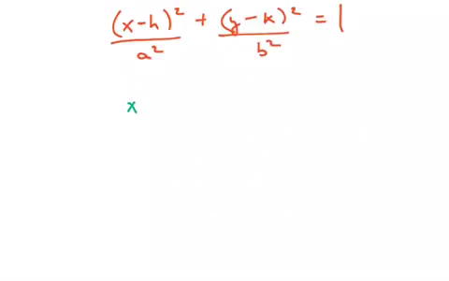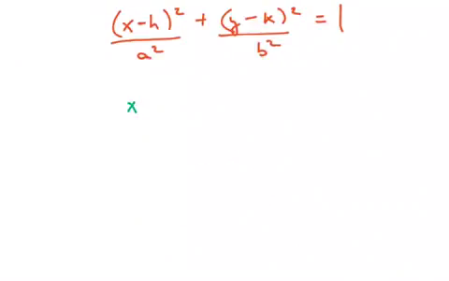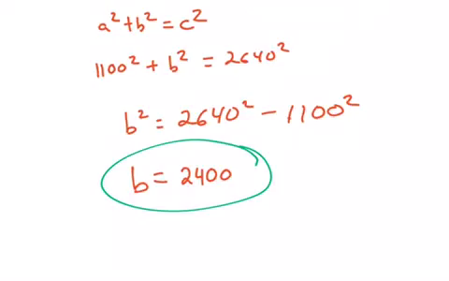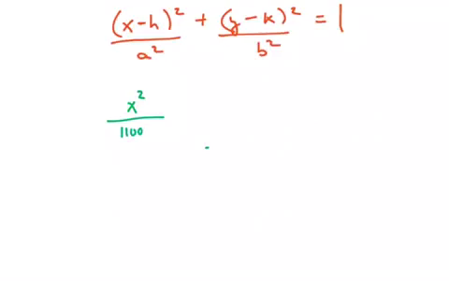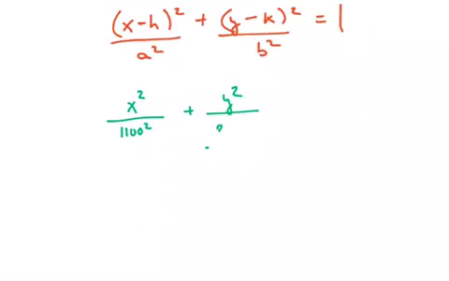Keep in mind, if we look at this picture, the way I drew this, the center is 0, 0, so h, k is just going to be 0, 0. So this is just x squared over a squared, where a is 1100, minus y squared over b squared, where we calculated b to be 2400. And this equals 1. So this is roughly what the answer is.